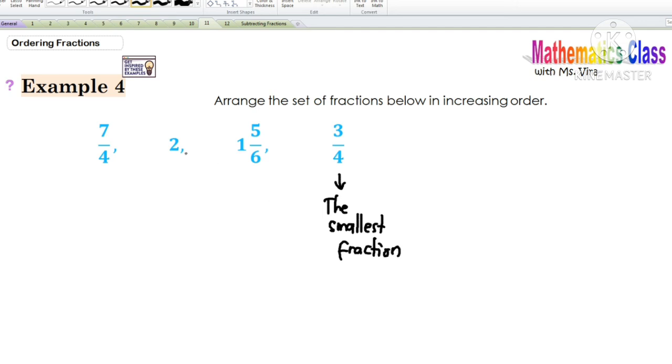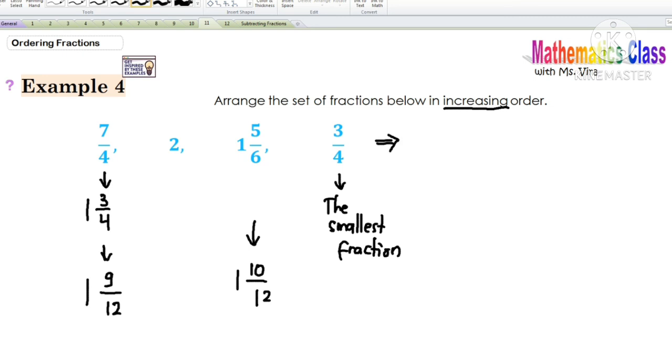Next, we are going to express 7 quarters as a mixed number. It becomes 1 whole, 3 quarters. As you can see, there are two fractions greater than 1 whole but less than 2 wholes. Then we need to compare 1 whole and 3/4 and 1 whole and 5/6 by exchanging their denominators into 12. So 1 whole and 3/4 becomes 1 whole and 9/12, and 1 whole 5/6 becomes 1 whole 10/12. By exchanging their denominators to a common denominator, we can see which fraction is smaller than the other.